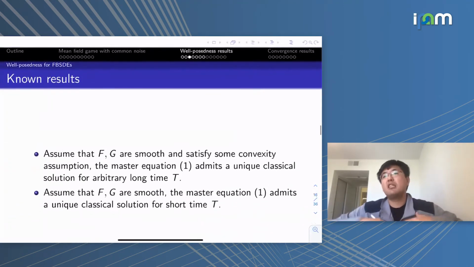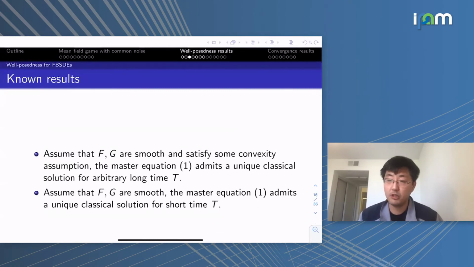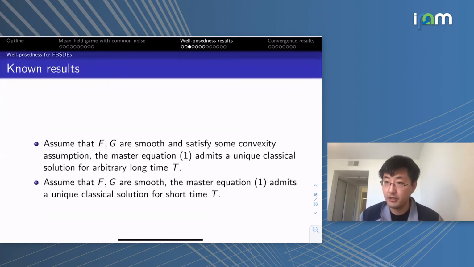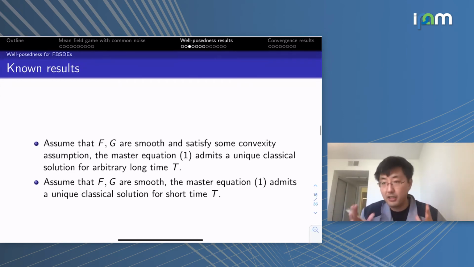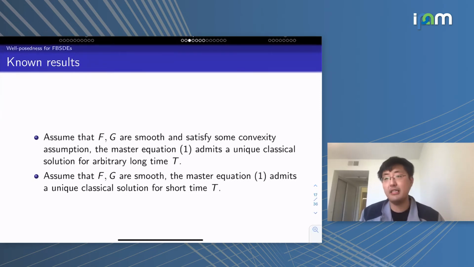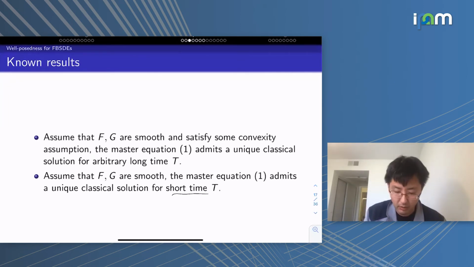Okay, so let me summarize all the previous results in two directions. One direction is we assume that f and g are sufficiently smooth and satisfy some convexity assumptions. Monotonicity is a kind of convexity assumption. Also, Ali Pa's result is displacement convexity. Both are convexity assumptions. So the master equation here admits a unique classical solution for arbitrarily long time T. And the other one is to assume f and g are just smooth without monotonicity. Then what you can get is only a short time result.